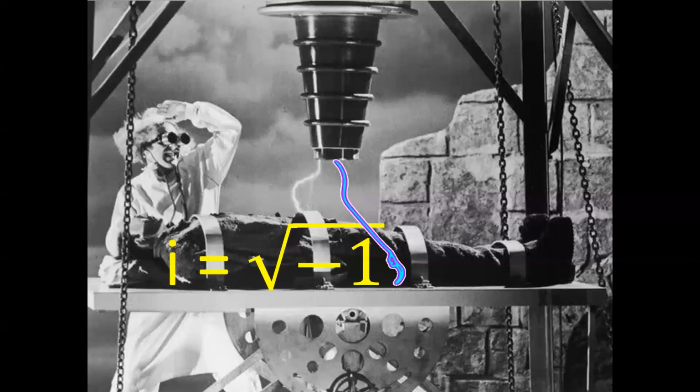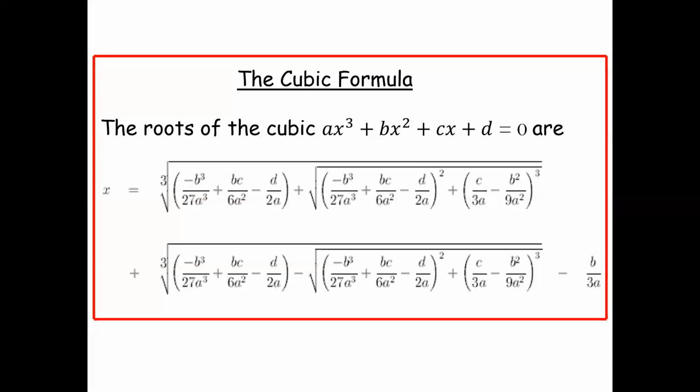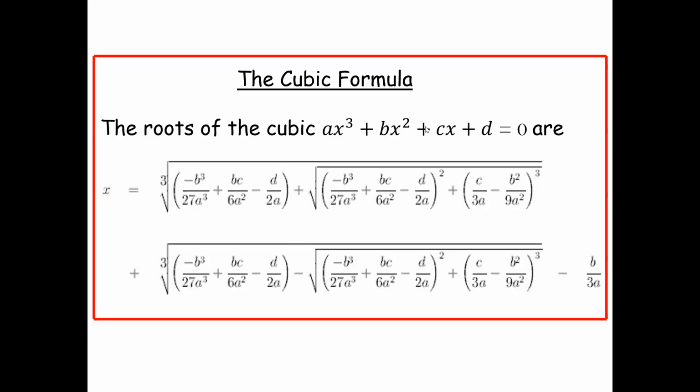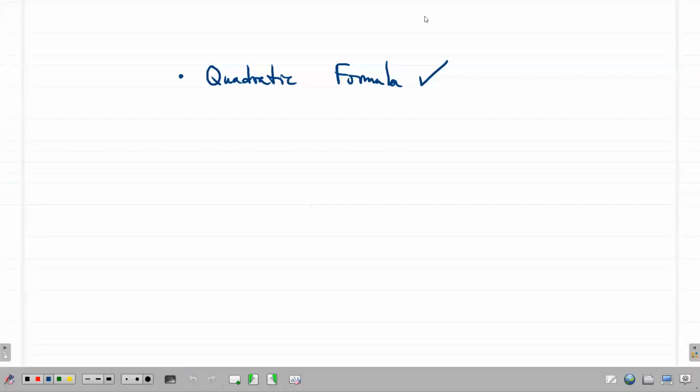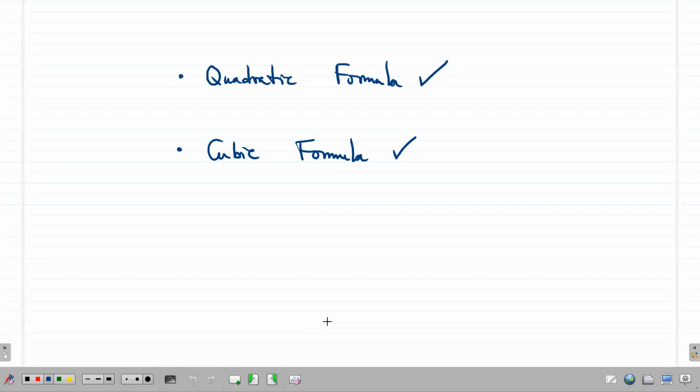So Scipio del Ferro, he actually found the cubic analog of the quadratic formula. Remember, the quadratic formula tells you how to express the solutions to your quadratic equation exactly. The cubic formula does the same trick. So once you know about the square root of -1, finally, the general solution to this type of equation, you can write it all down. If we go back to our little checklist, we can now cross off not just the quadratic formula, but the cubic formula as well.